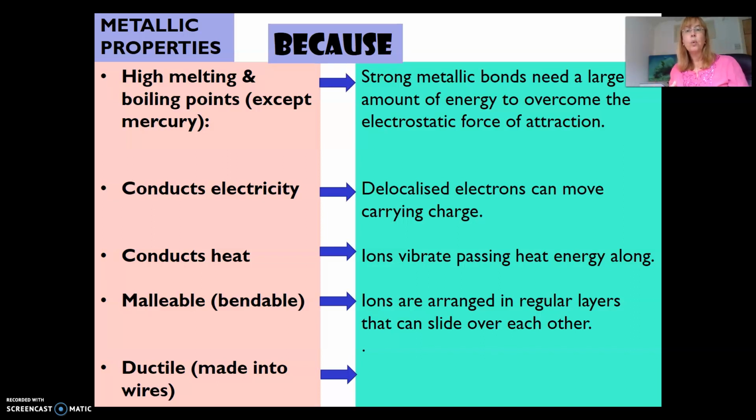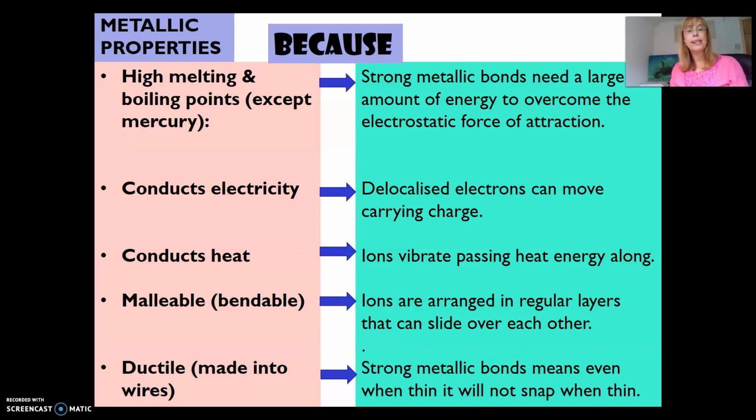Now, the reason why metals can be made into wires is because, again, of these very, very strong metallic bonds between the rows of ions, keeping them so carefully bonded together. So that's why I can make it super thin without it snapping.